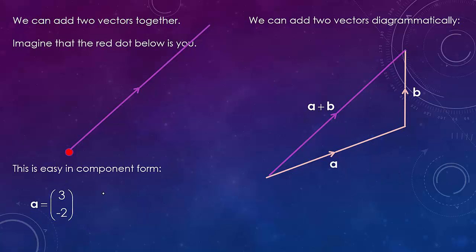This is easy in component form. So let's say that A was the vector 3, -2, and B was 5, 3. A plus B is 8, 1. You just add the components. 3 plus 5 is 8. -2 plus 3 is 1.